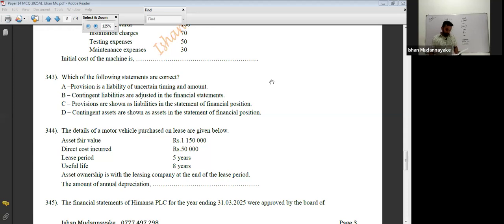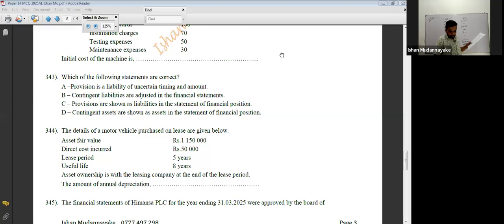Now, 343. Which of the following statements are correct? What are the correct statements? A: Provision is a liability of uncertain timing and amount. B: Contingent liabilities are adjusted in the financial statements. C: Provisions are shown as liabilities in the statement of financial position. D: Contingent assets are shown as assets in the statement.